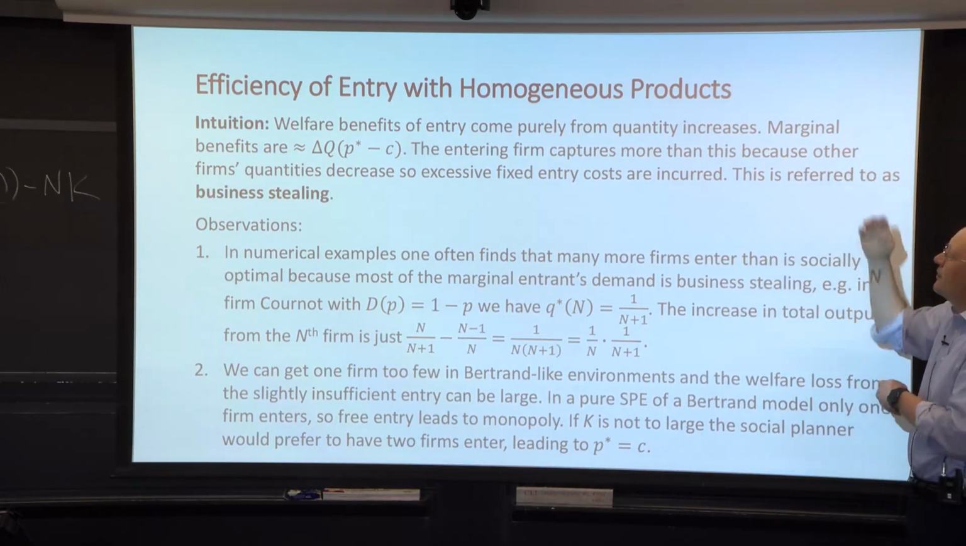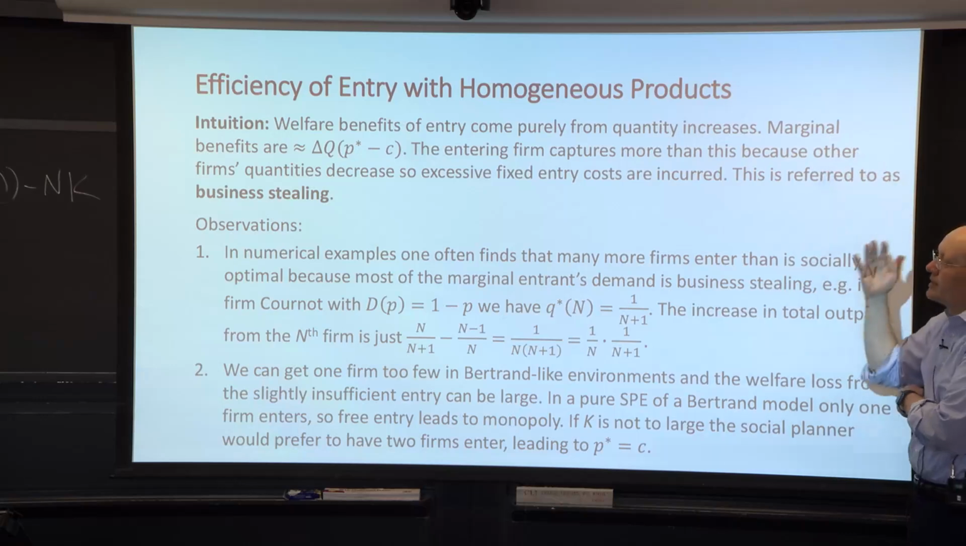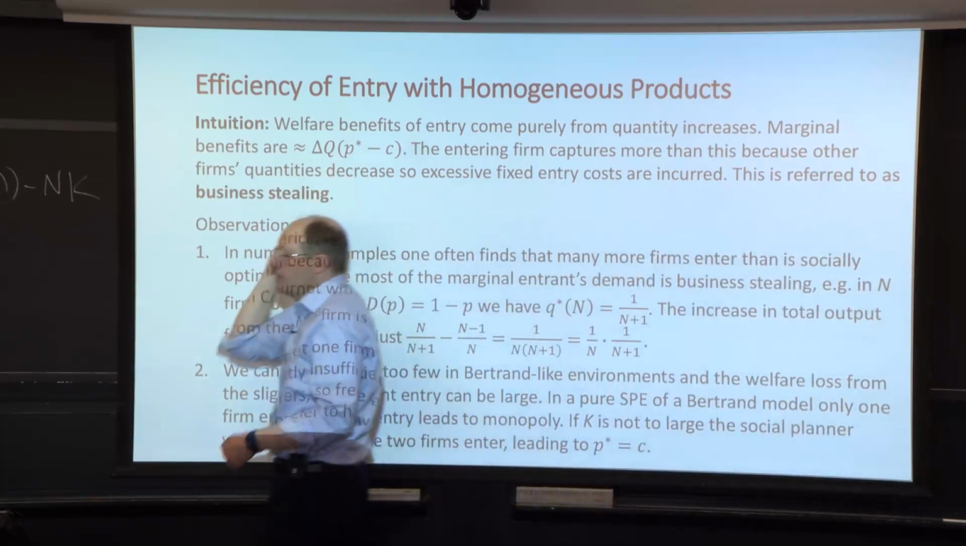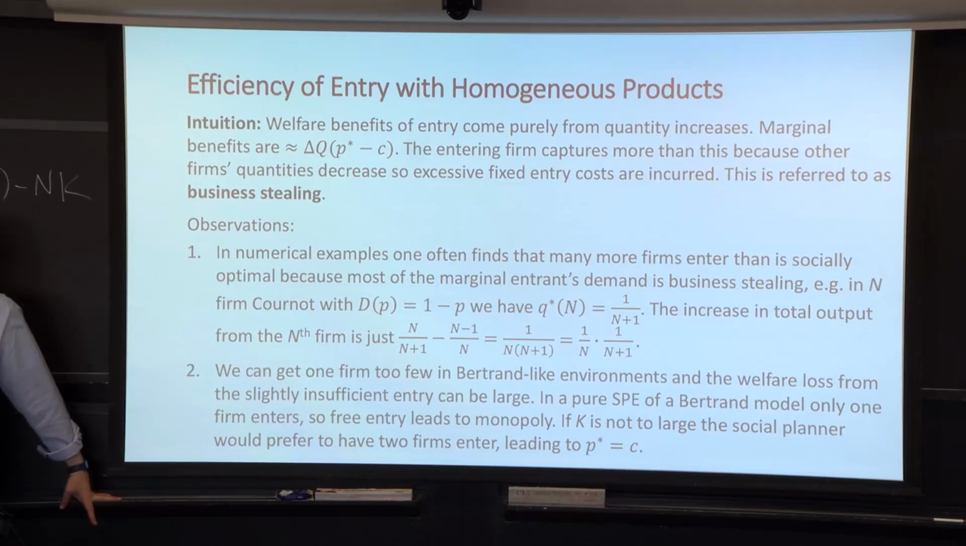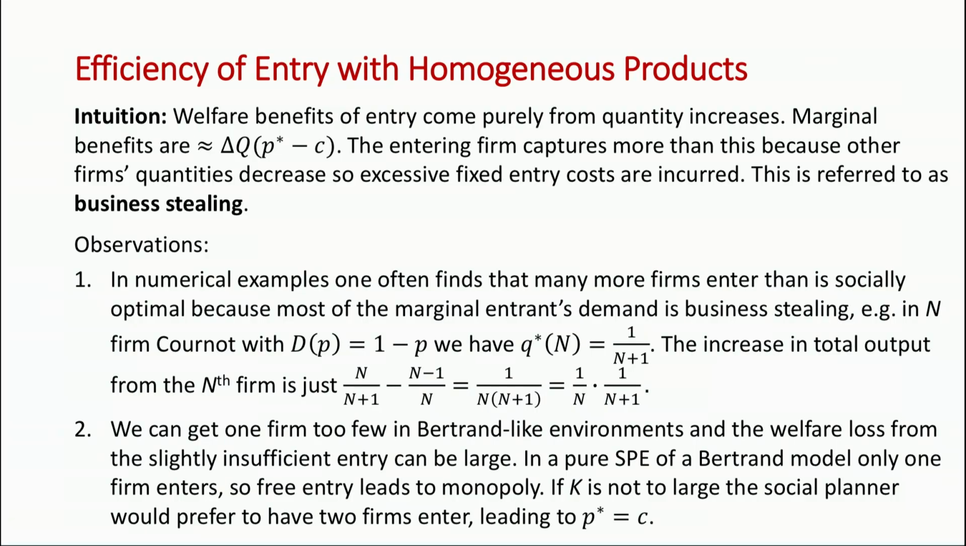What does the entering firm get? The entering firm gets much more than this because the entering firm is not just selling the amount by which quantity has gone up. The entering firm is getting that quantity, it's getting the extra quantity, but it's also stealing some quantity away from all the other firms that were there before. And so people call that the sort of business stealing effect, that the amount by which quantity goes up, which is the welfare gain, is much smaller than the amount by which sales go up for the last firm that comes in.